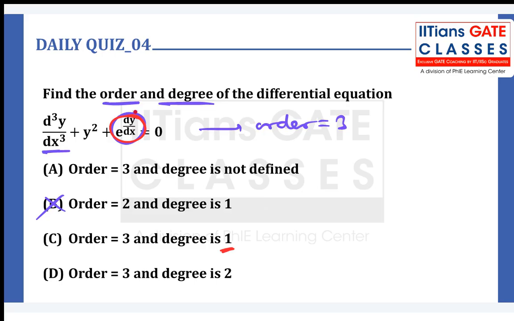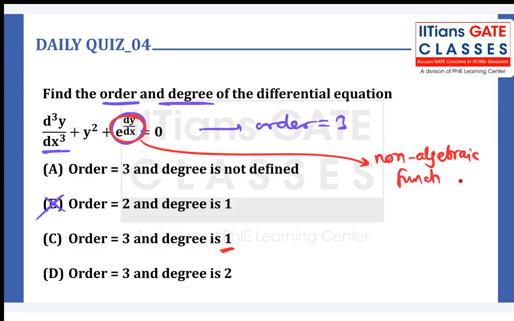Because to find the degree you are supposed to write this ODE in the form of polynomial. Okay, a polynomial of derivatives. There should be no fractional powers, no non-algebraic functions. Like basically to write degree, non-algebraic functions like exponential, log, trigonometric functions of derivatives should not exist basically.